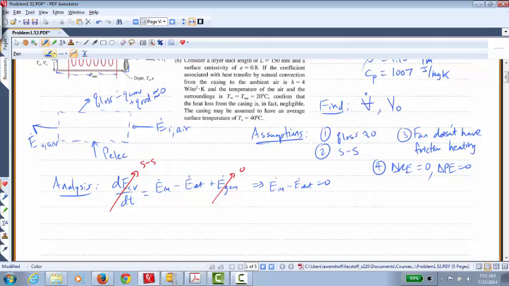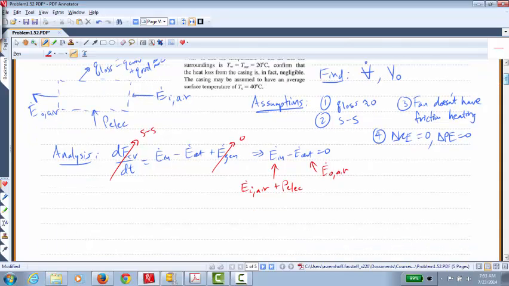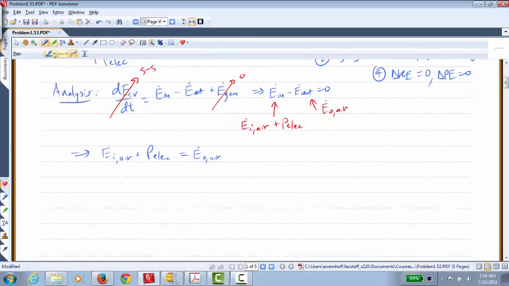Alright, so Ė_in, if you look at the diagram, is going to be comprised of Ė_in,air plus P_electric. Ė_out is going to be Ė_out,air. So now we can modify our equation again. So Ė_in,air plus P_electric is equal to Ė_out,air. Now we need to know what the values are with this.